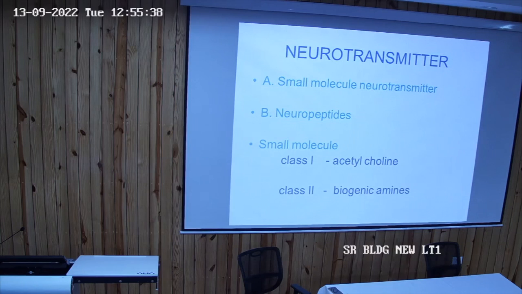Classification of neurotransmitters is your next class. What are the various types of neurotransmitters? Because this chapter, even though it is boring and totally theoretical, is a very important chapter.